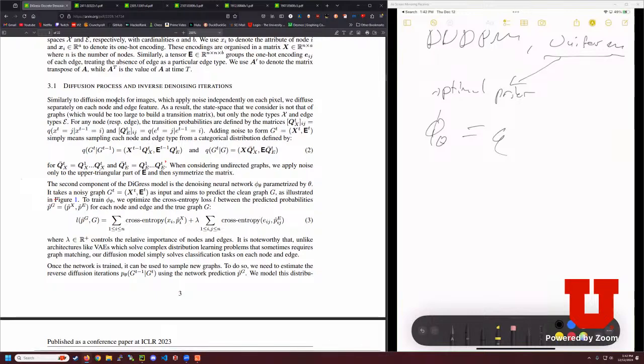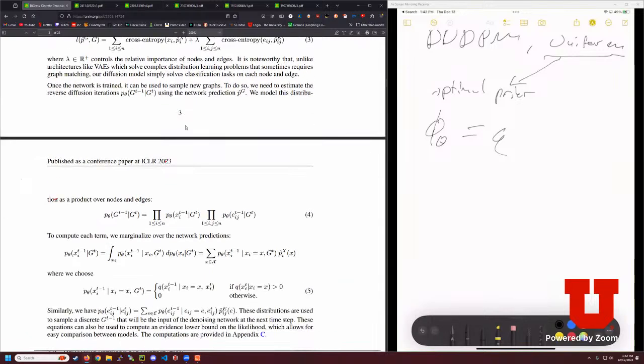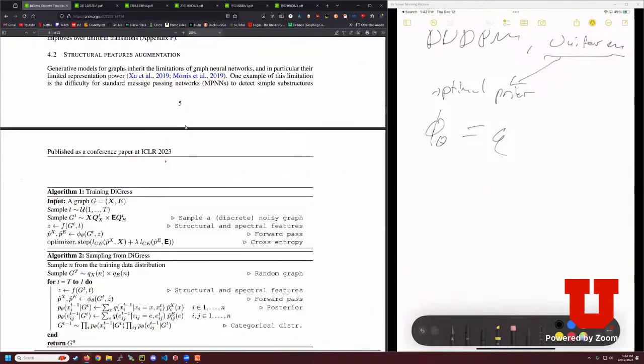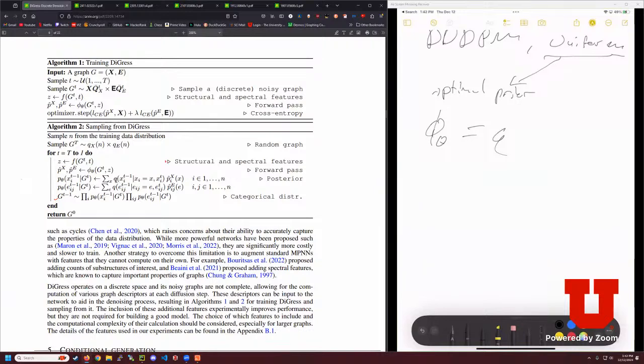Okay, so you mean it has to sample Q in the denoising procedure as well, right? But in some step it doesn't show that. You should sample some Q, right? So Q, yeah, Q should be the noisy transition probability matrix, right?